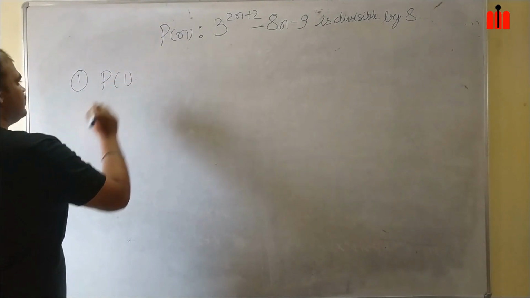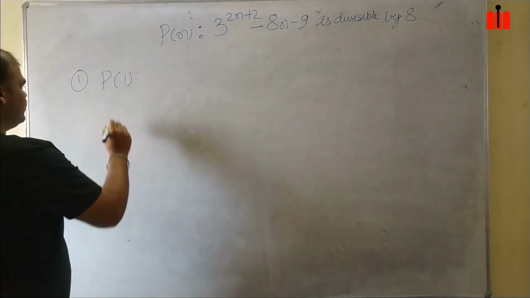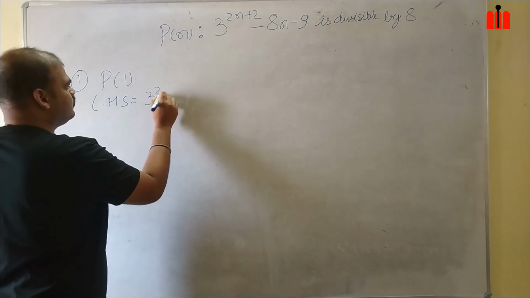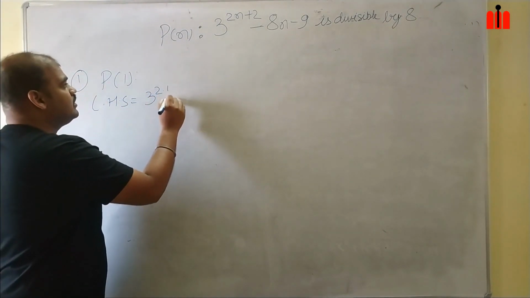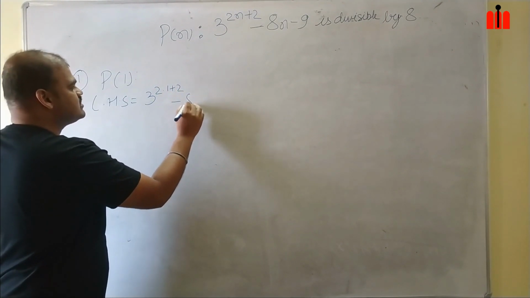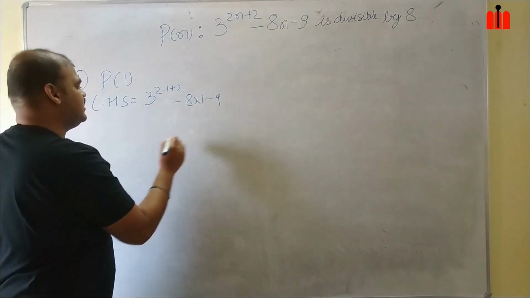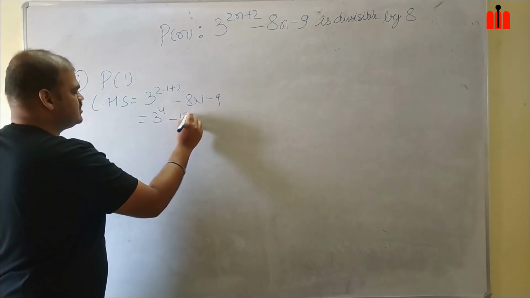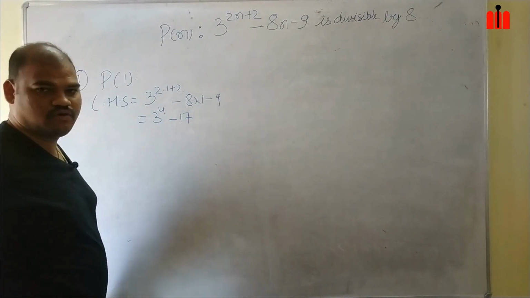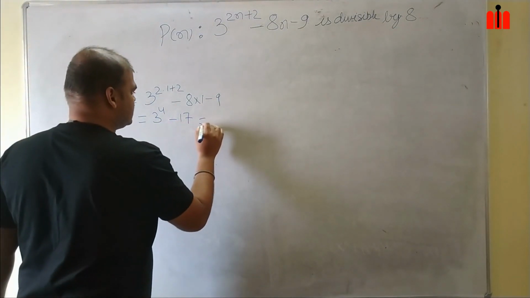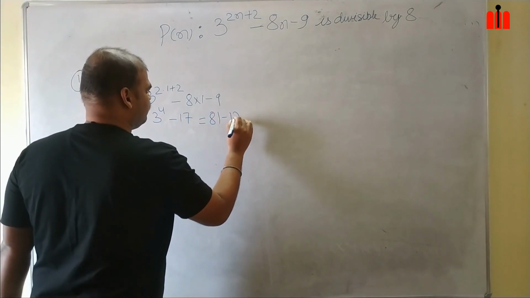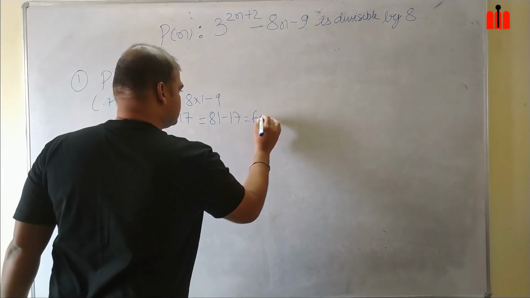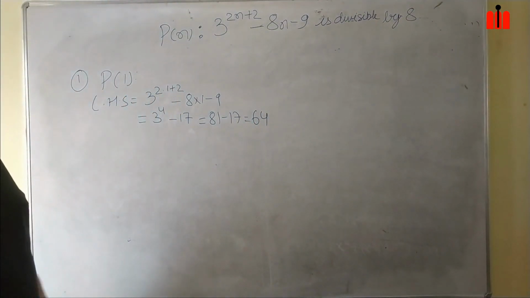P of 1. In place of n I will substitute 1. So my L.H.S will be 3 to the power of 2 into 1 plus 2 minus 8 into 1 minus 9. So it will be 3 to the power of 4 minus 17. So 3 to the power of 4 will be 81. 81 minus 17 will be 64. Okay, 81 minus 17 is 64.